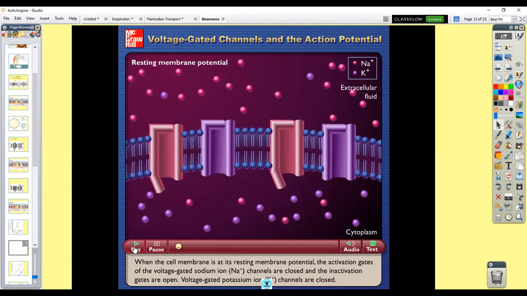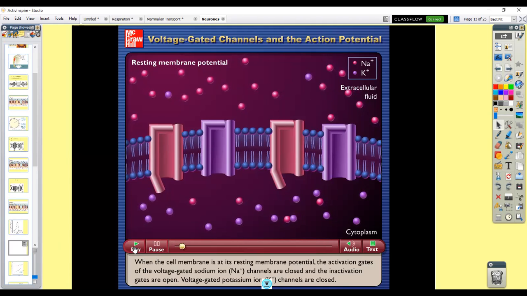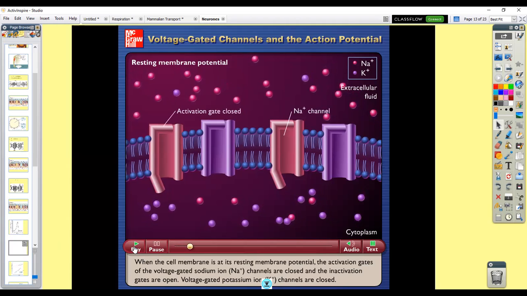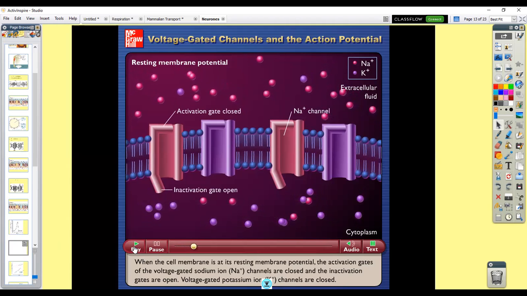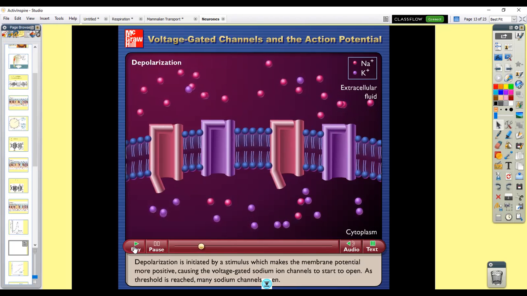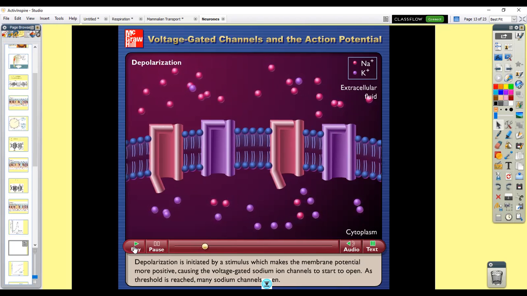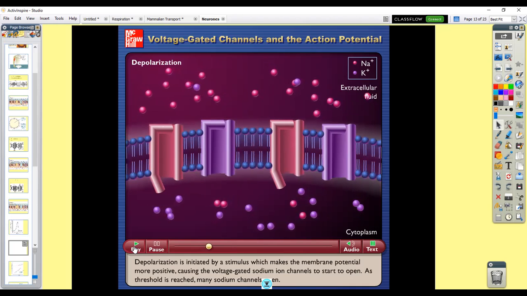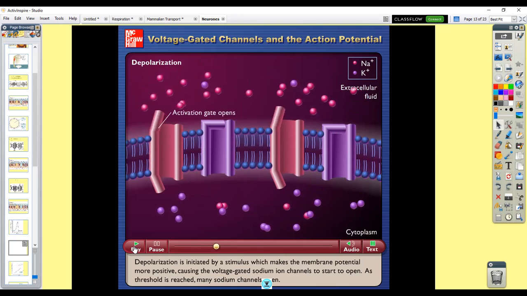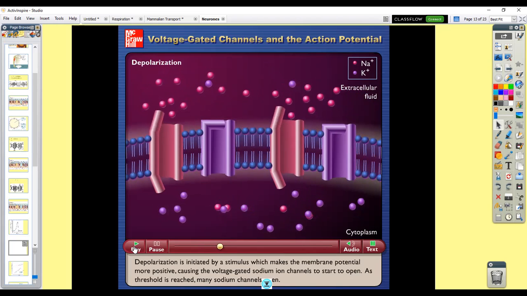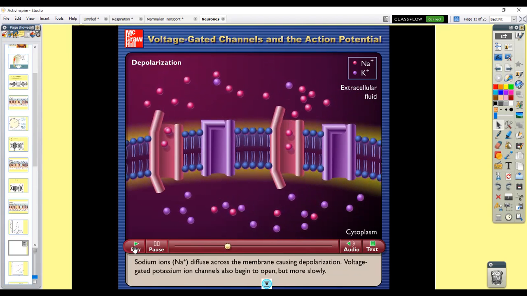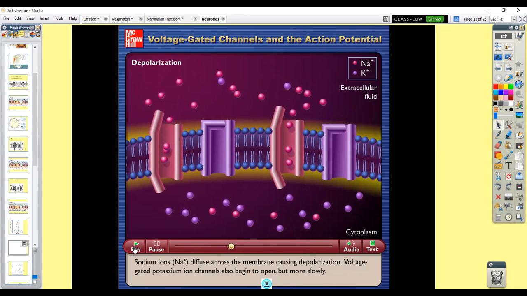When the cell membrane is at its resting membrane potential, the activation gates of the voltage-gated sodium ion channels are closed and the inactivation gates are open. Voltage-gated potassium ion channels are closed. Depolarization is initiated by a stimulus which makes the membrane potential more positive, causing the voltage-gated sodium ion channels to start to open. As threshold is reached, many sodium channels open. Sodium ions diffuse across the membrane, causing depolarization.